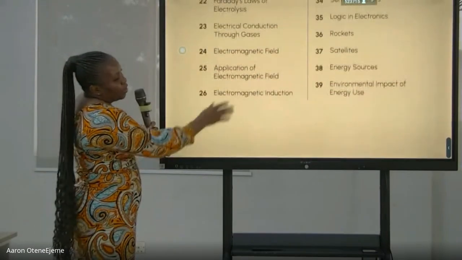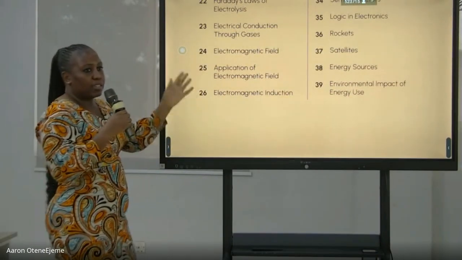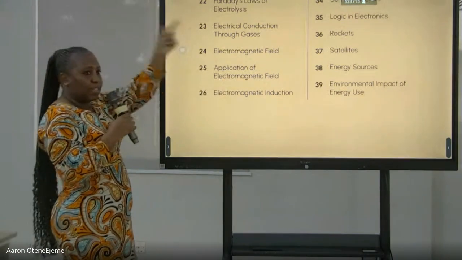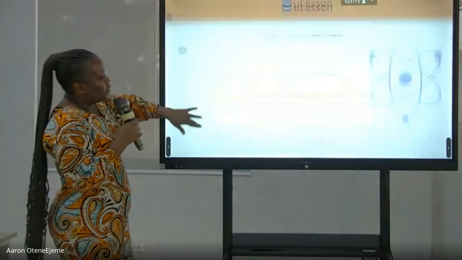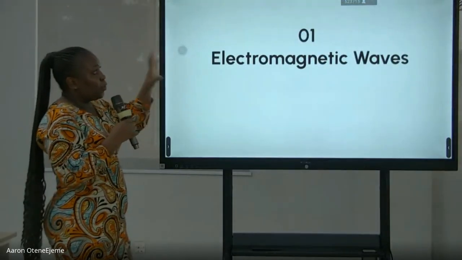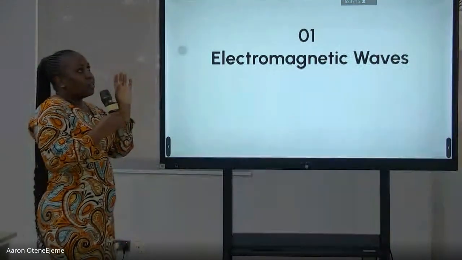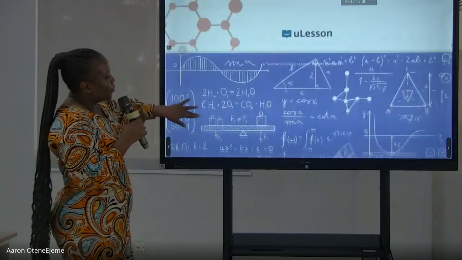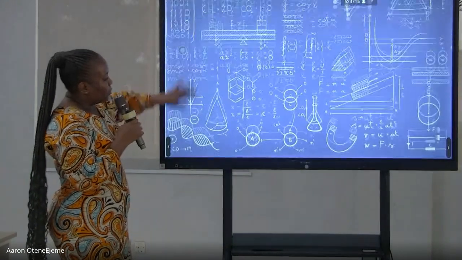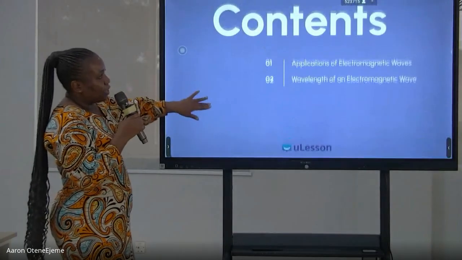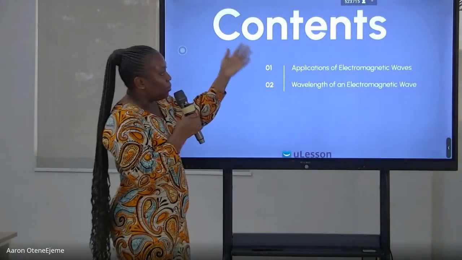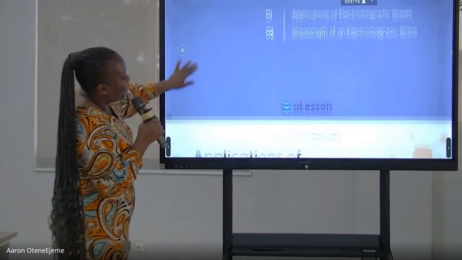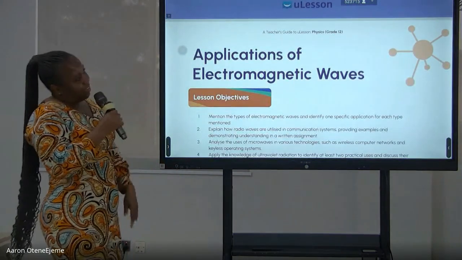On this particular PDF, there are 39 lessons. By the next PDF, because there are a lot of them, the number continues from 39 to the next number and so on. Each PDF covers a topic. So we have electromagnetic waves here, and under electromagnetic waves, we have these two lessons: application of electromagnetic waves and wavelength of an electromagnetic wave. And then, yeah, this is the beginning.